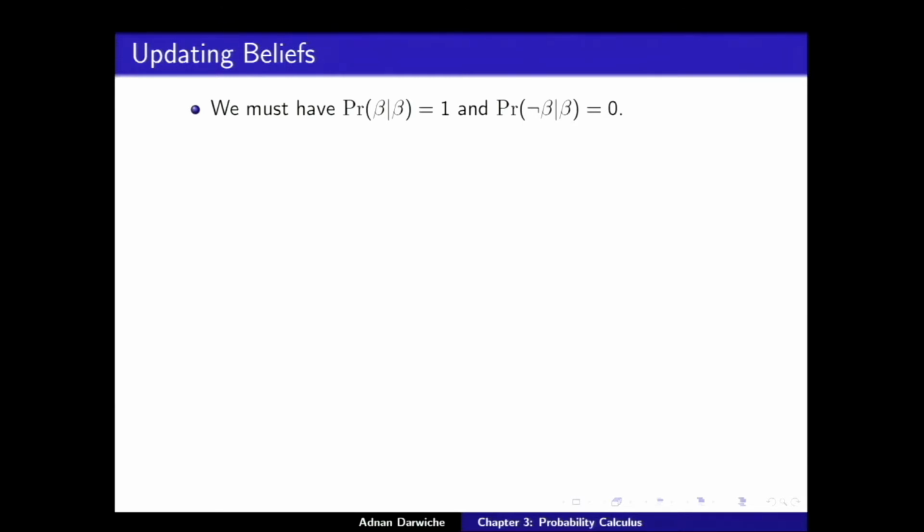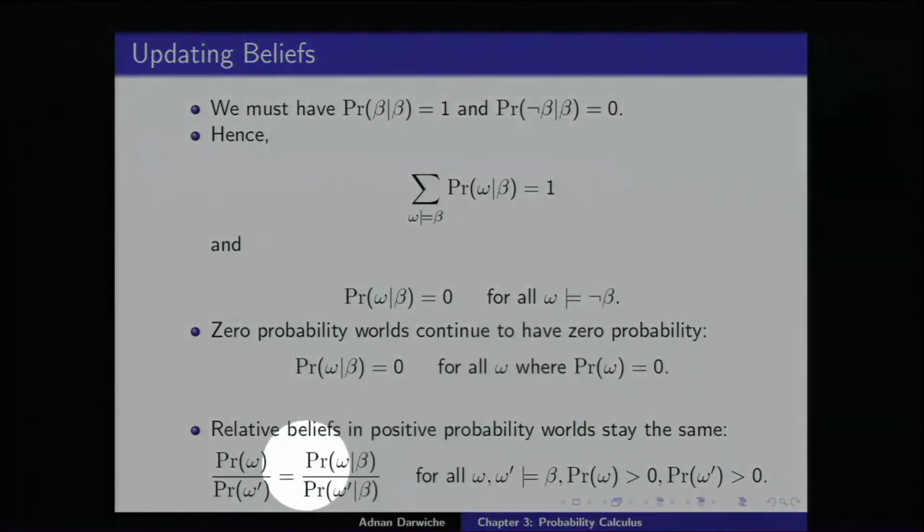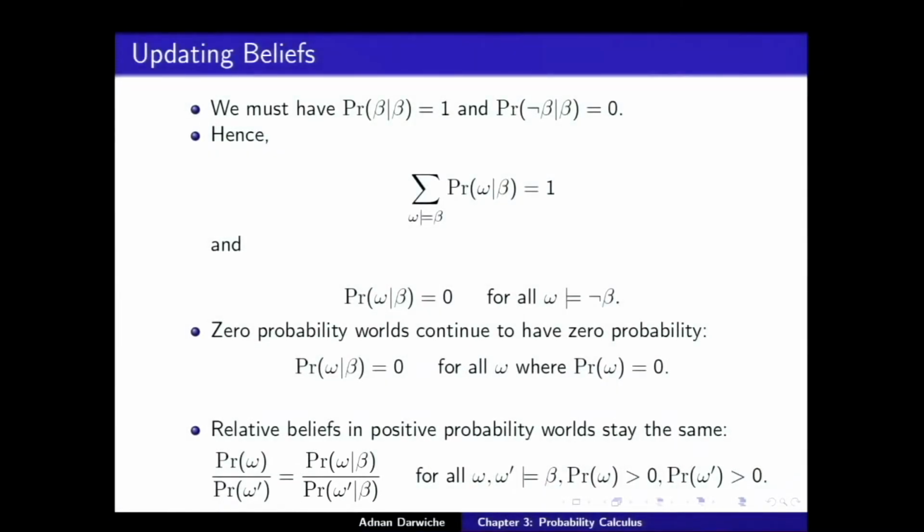There are multiple ways you can change the numbers so that they add up to 1. The idea is, when you modify the numbers so that they add up to 1, make sure that you preserve this. What does this say? If you pick 2 worlds that satisfy beta, and you look at their ratio before you made the change and the ratio after you made the change, make sure that it's the same. I don't have any reason to alter the relative belief in things that satisfy the evidence.